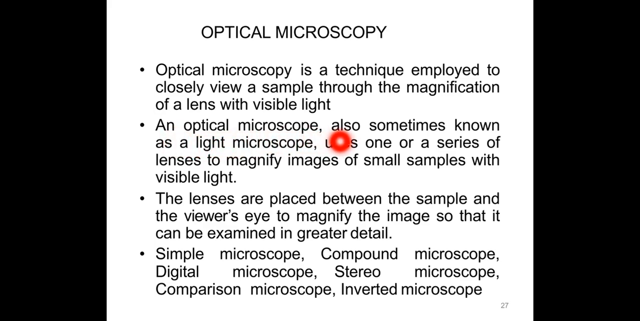An optical microscope is sometimes also known as a light microscope. It uses one or a series of lenses to magnify images of small samples with visible light. I told you, a small image can be seen as a big-sized image. That is magnification of the image. The lenses are placed between the sample and the viewer's eye to magnify the image so that it can be examined in greater detail.